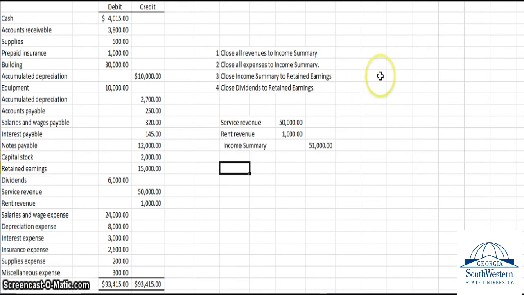So we credit income summary for that total. Step one's done. All right, step two, close all expenses. So again, let's go over here and look. Here are all your expense accounts. So we need to close all of those accounts, whether that's 1 or 50. We need to close them all.